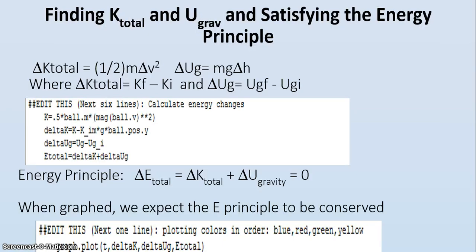Now for finding kinetic and potential energy and satisfying the energy principle, I first had to find initial kinetic and potential energies, where kinetic is 1/2 mv squared and potential is mgh. So I first found those initials, and then in a loop of change in time, I found my kinetics, and then I just subtracted to find my delta K and delta Ug. Then I added them together and then plotted that. Down here you can see this line of code, and we should get 0.